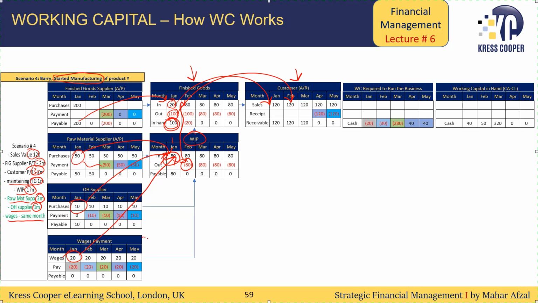Wages are being paid within the same month, so no payment is outstanding. The overhead supplier is being paid within 1 month, so Barry is enjoying credit of 10 here from the overhead supplier. The raw material supplier is being paid within 2 months, so Barry is enjoying credit of 100 here.